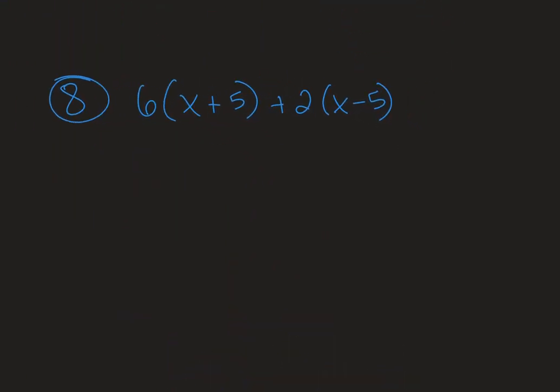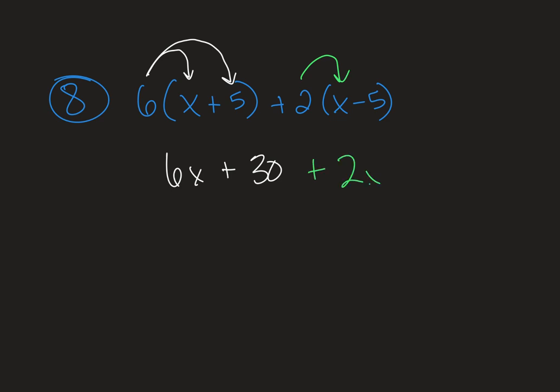Okay, another 2 grouper here. 6 times x is 6x. 6 times 5 is 30. 2 times x is 2x. 2 times negative 5 is negative 10. Now just combine like terms.